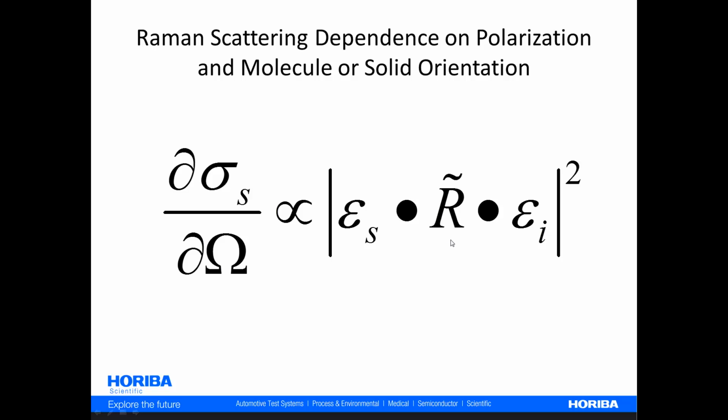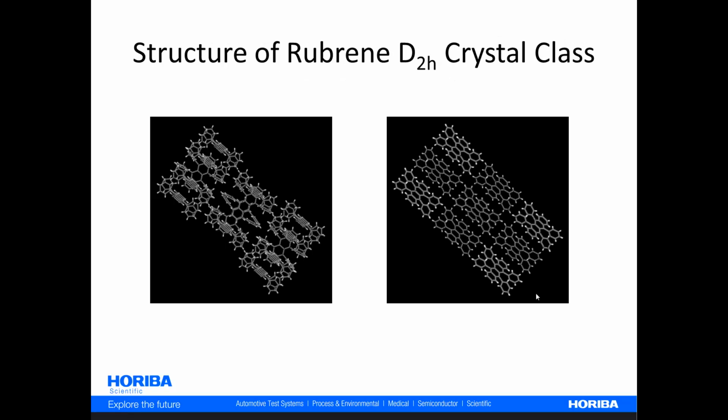Now, what's important is that the orientation of that crystal is going to dictate how this tensor presents itself to the incident electric field and the scattering vector, which will be fixed in a micro-Raman experiment. Now, what do I mean by that? How can we understand that a little better?